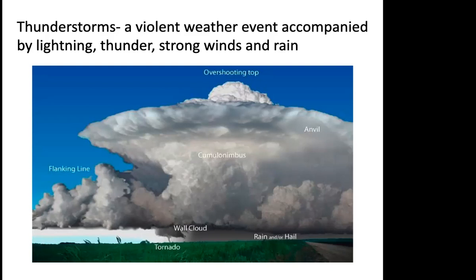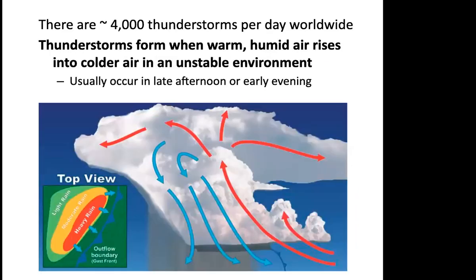Thunderstorms are a violent weather event that's accompanied by lightning, thunder, strong winds, and rain. We've had some pretty wicked thunderstorms this past summer, right? There are about 4,000 thunderstorms per day worldwide. So thunderstorms form when warm, humid air rises into colder air in an unstable environment.